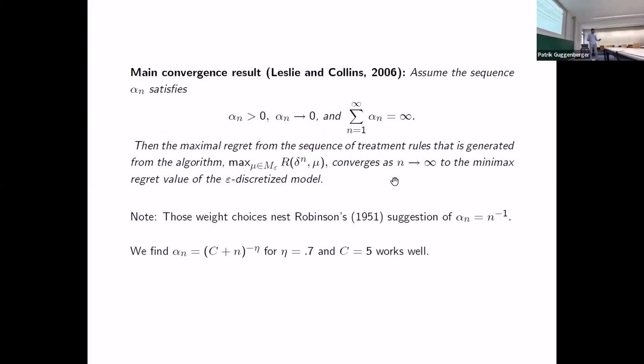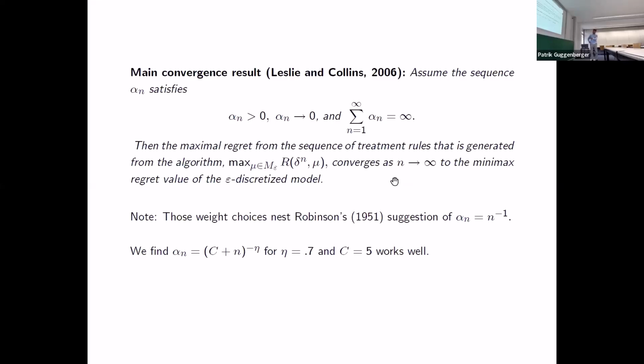Okay, so that sounds plausible, right? But what can we say about convergence? Robinson proved a convergence result for a particular choice of weights, namely when alpha n is equal to 1 over n. There's a more recent paper by Leslie and Collins that allows for a larger class of updating weights. Okay, so what do the weights need to satisfy? What conditions? So assume the sequence alpha n of updating weights is such that they are always non-negative, they converge to 0 and sum up to infinity.